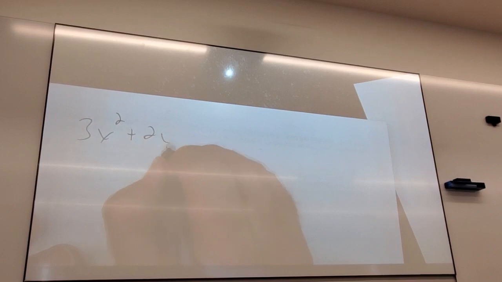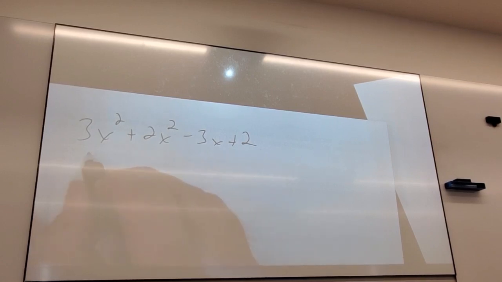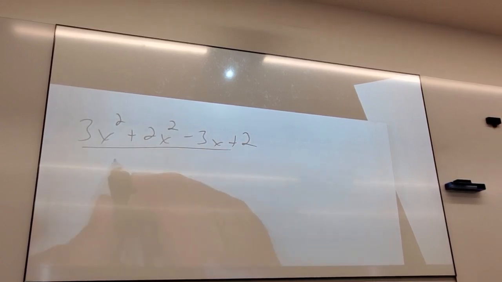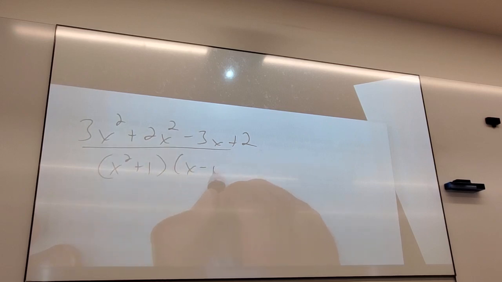There we go. Okay, so let's do this one. 3x squared plus 2x squared minus 3x plus 2, all over x squared plus 1, x minus 1. It's a little different than the one that we have on here.